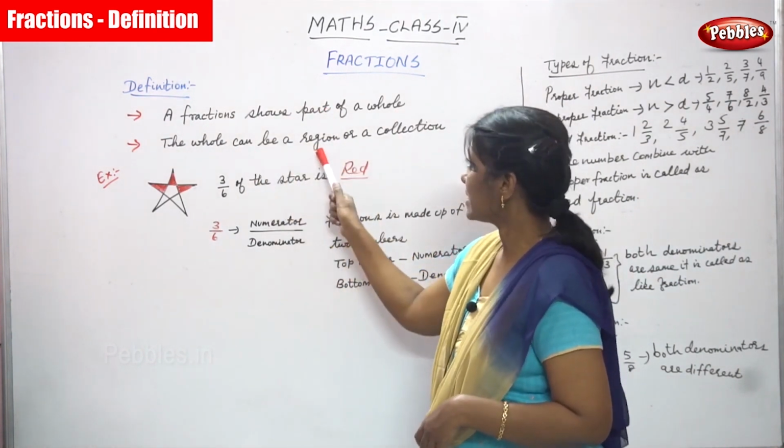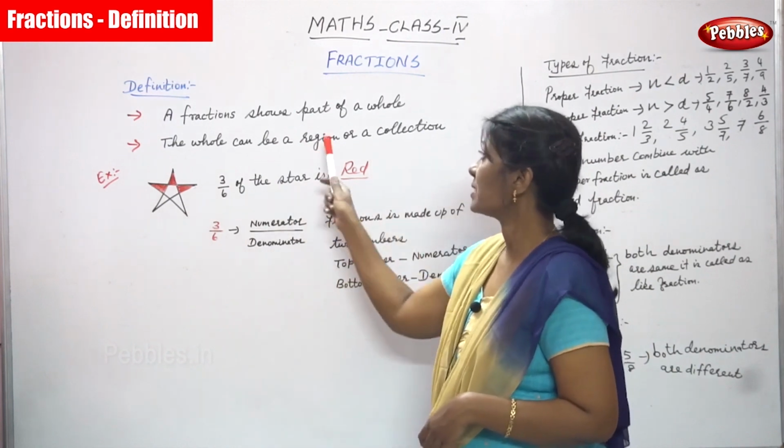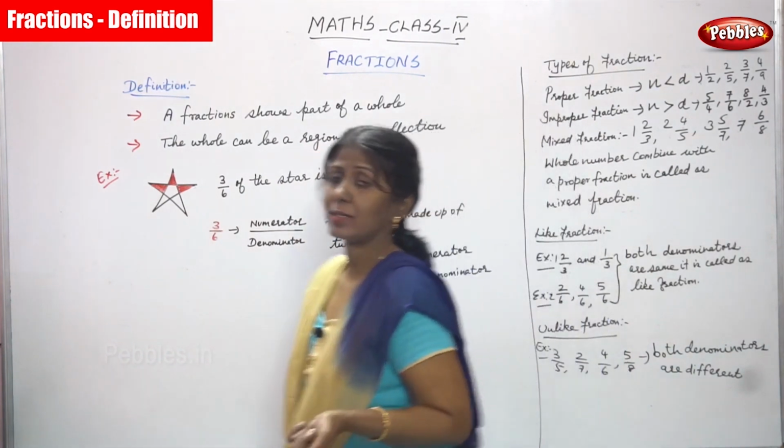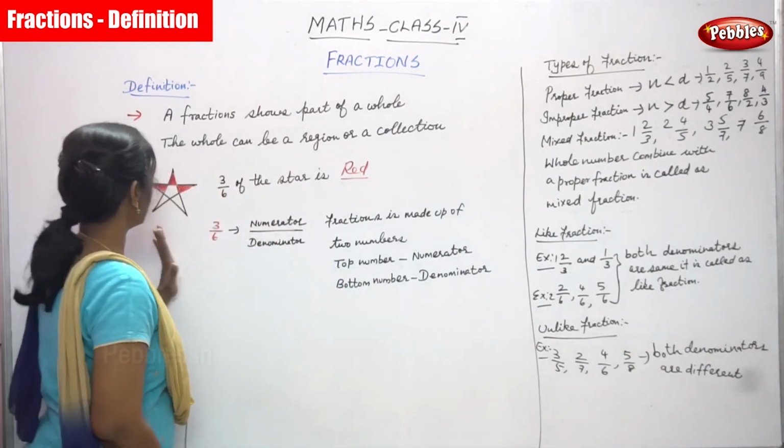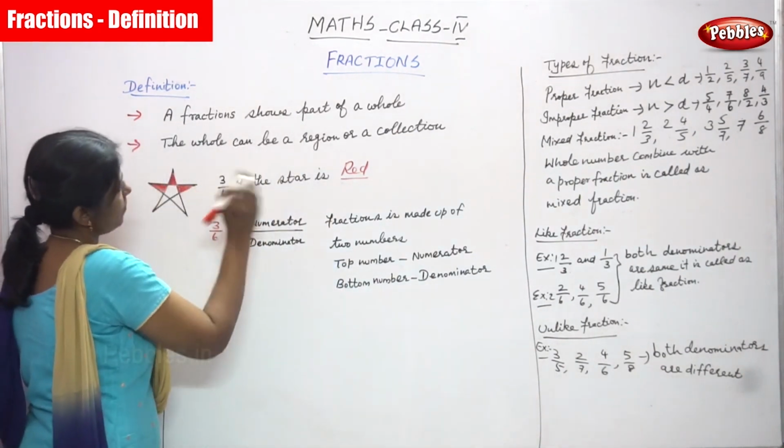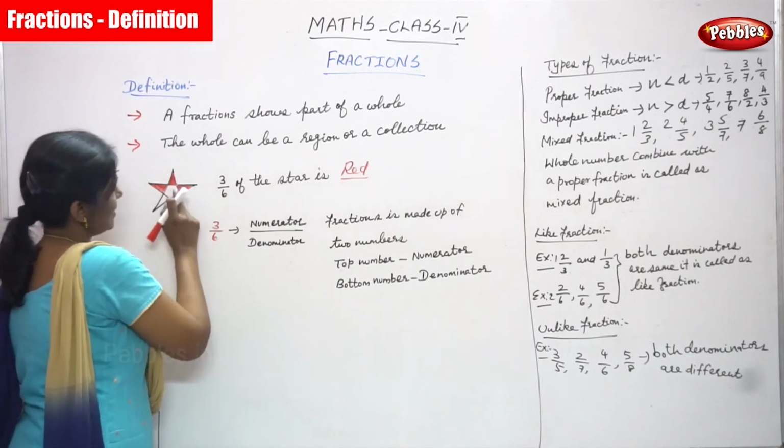The whole can be a region or a collection. So look at this. I am going to explain the definition. A fraction shows a part of a whole. The example is a star.